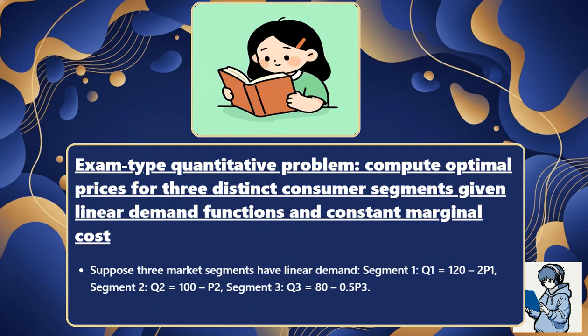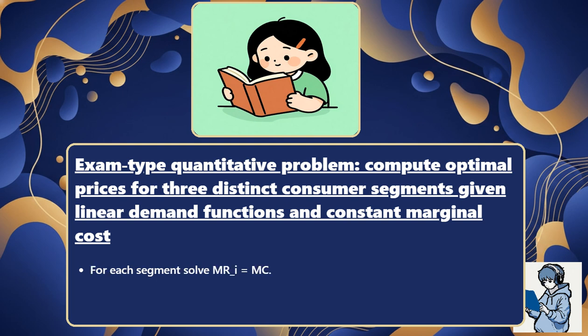Suppose 3 market segments have linear demand. Segment 1, Q1 equals 120 minus 2 P1. Segment 2, Q2 equals 100 minus P2. Segment 3, Q3 equals 80 minus 0.5 P3. Constant marginal cost MC equals 30. For each segment solve MR sub i equals MC.